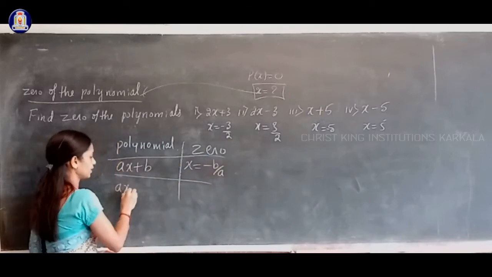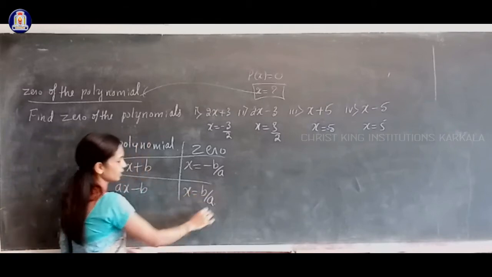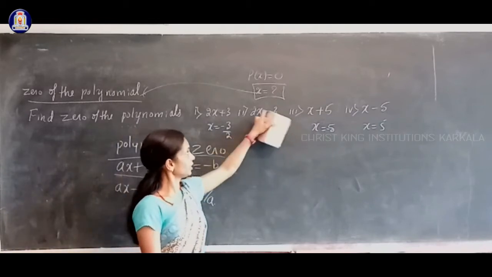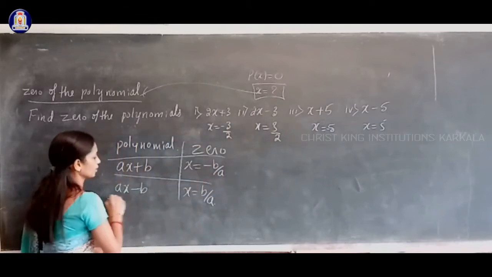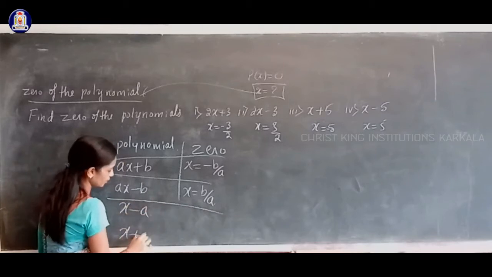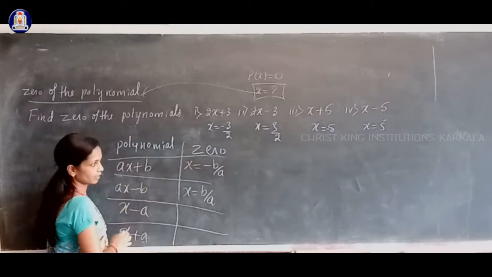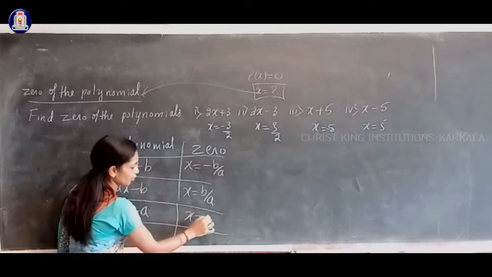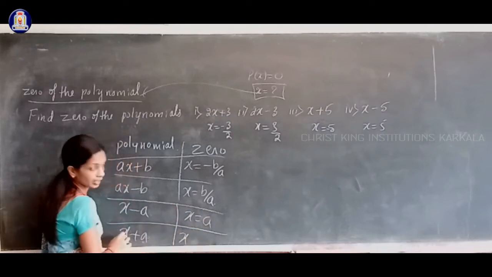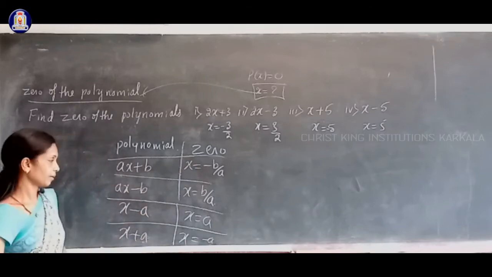Suppose you have ax minus b, then 0 of the polynomial is x equal to plus b by a, that you can see here, plus b by a, b is 3 and a is 2. And suppose you have x minus a and x plus a form polynomial, then what will be the 0? Like x minus 5, you got x equal to 5, here x equal to a you will get, and here x equal to minus a. These are general types.